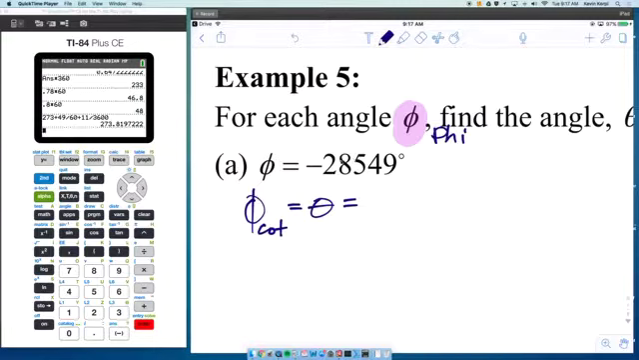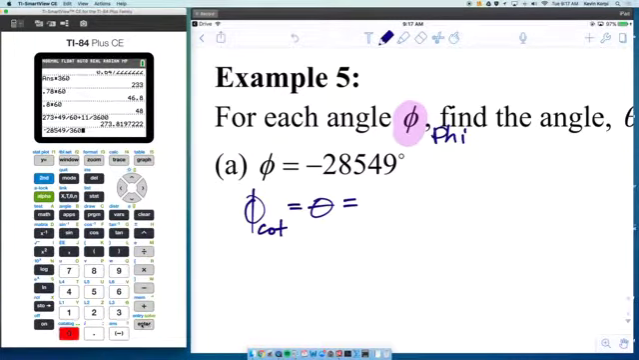All right, so how are we going to do that? That's a huge negative angle. We can do one of two things, right? We can type in negative 28,549, and we can keep adding 360 repeatedly until we get one between 0 and 360, or we can do it the more efficient way, which is to do what?